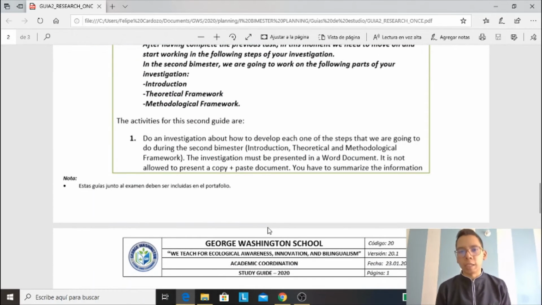And the activity is pretty easy. The activities for the second guide are: do an investigation about how to develop each one of the steps that we are going to do during the second bimester: introduction, theoretical framework, and methodological one. The investigation must be presented in a Word document. It is not allowed to present a copy and paste document.